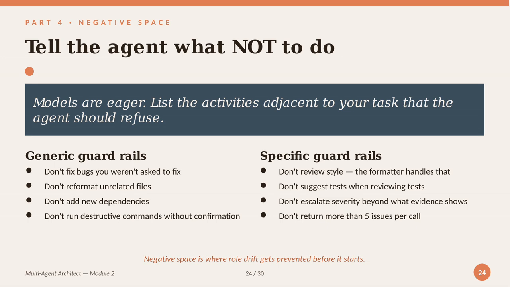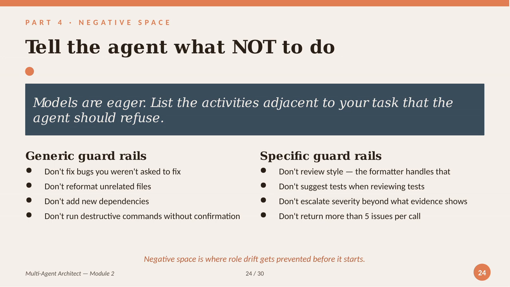Specific guardrails are where role drift gets prevented before it starts. Don't review style. The format handles that. Don't suggest tests when reviewing tests. Don't escalate severity beyond what the evidence supports. Don't return more than 5 issues per call. The specific ones come from observing your agent in the wild. The first time you watch your reviewer escalate a missing semicolon to a high-severity security issue, you know what guardrail to add.